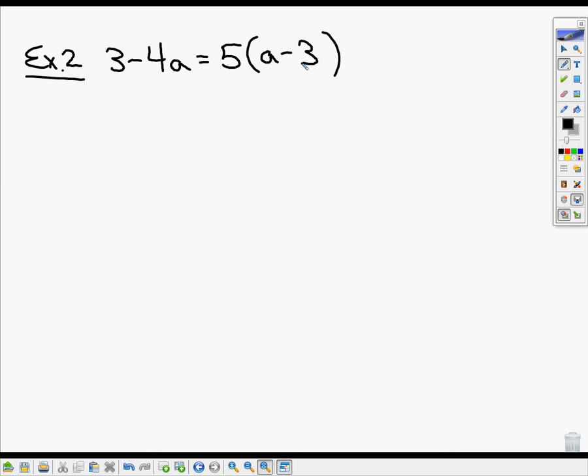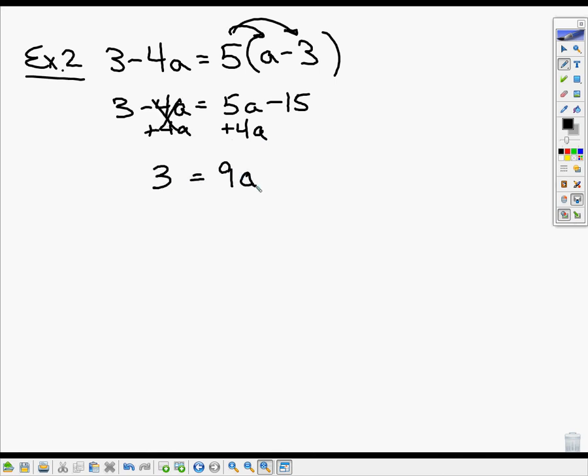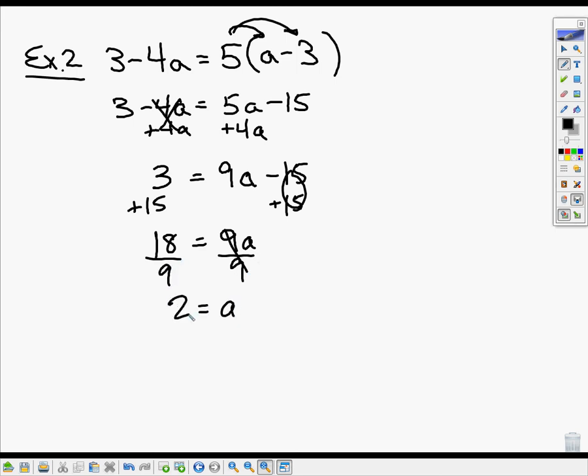Now that you've unpaused it, your first step should be to distribute this 5 to both things here. Copy things down. 3 minus 4a equals 5a minus 15. Then we need to collect our terms. So if I add 4a and add 4a here, this will disappear. We'll end up with 3 equaling 9a minus 15. And then let me add 15 here, add 15 to this side, so this zeroes out. We'll bring down our 9a here. Over here we'll have 18. Our last step to get rid of multiplying by 9, we're dividing by 9, and a equals 2.